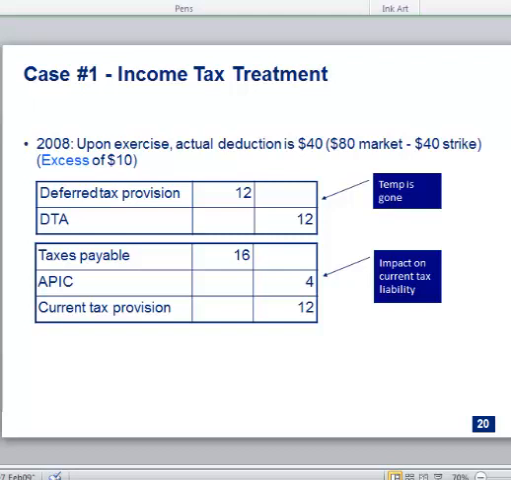So we show the solution here in two entries. The first is to remove the DTA. Right, we've removed the DTA we set up in year one. We reduce our payable by 16, the deduction. These provisions wash out. And so APIC is our excess.